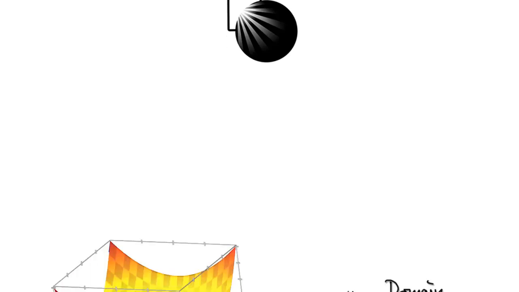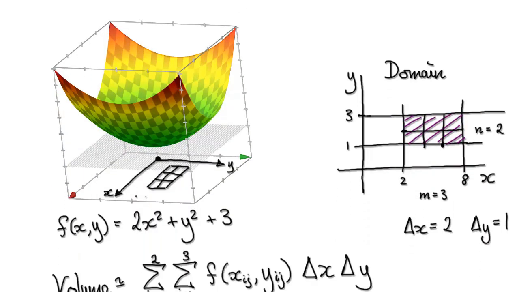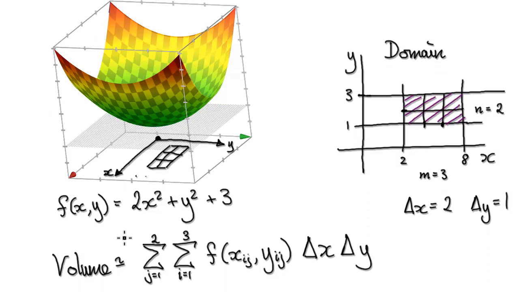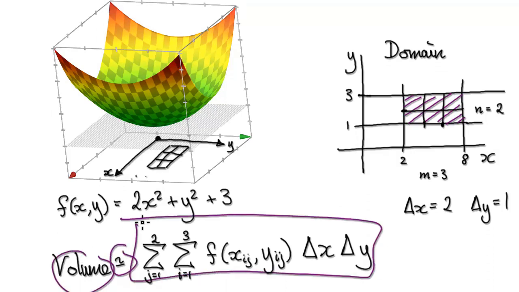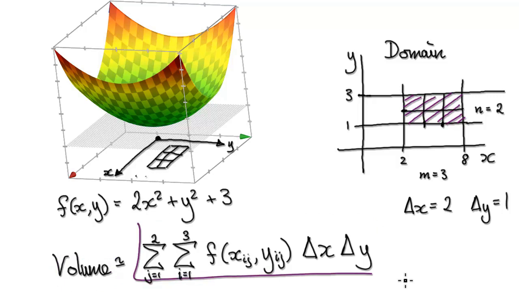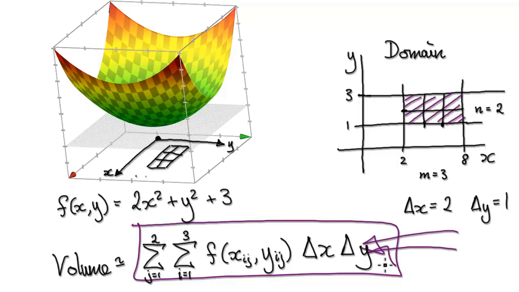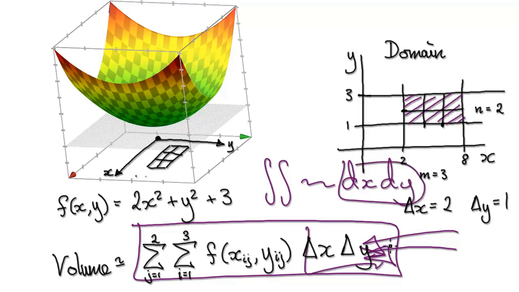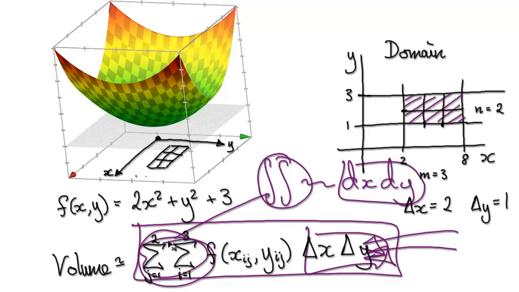Now I'm going to give you Riemann's example of double integration. So the volume is approximately this thing here. The reason why we're trying to invest our time into learning this is that if you understand the mechanics behind this, it will eventually lead you to understand double integration. So dx and dy. This is very similar to this, and double integration is very similar to double summation.